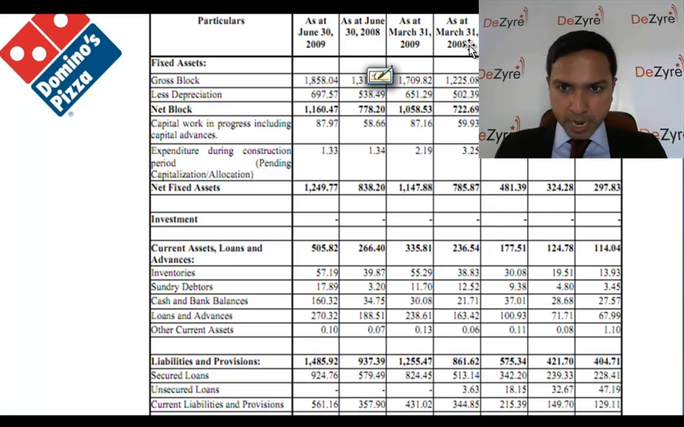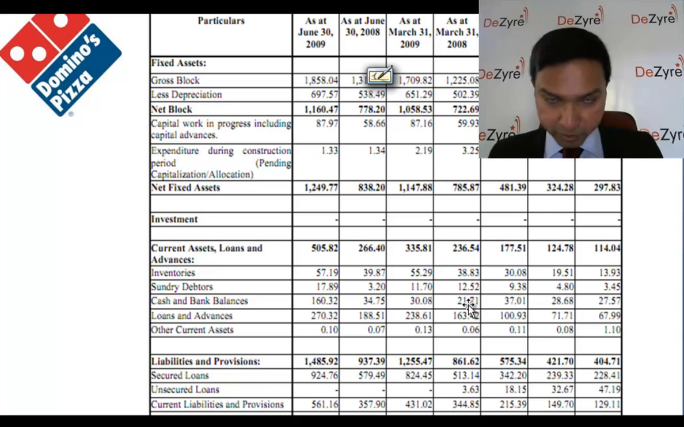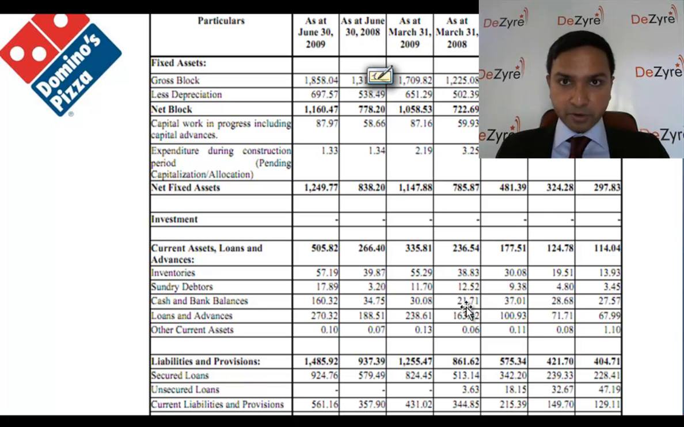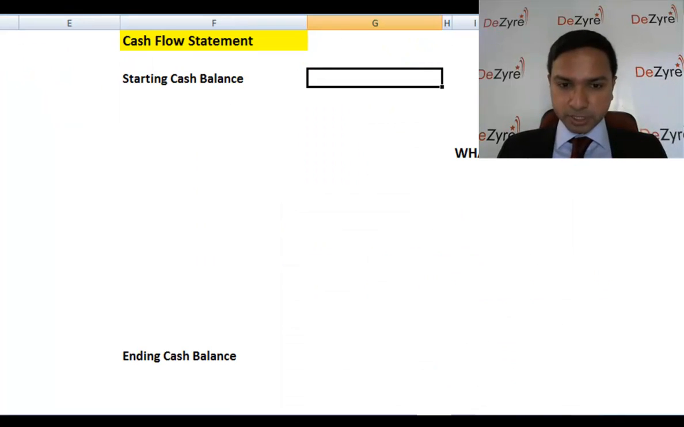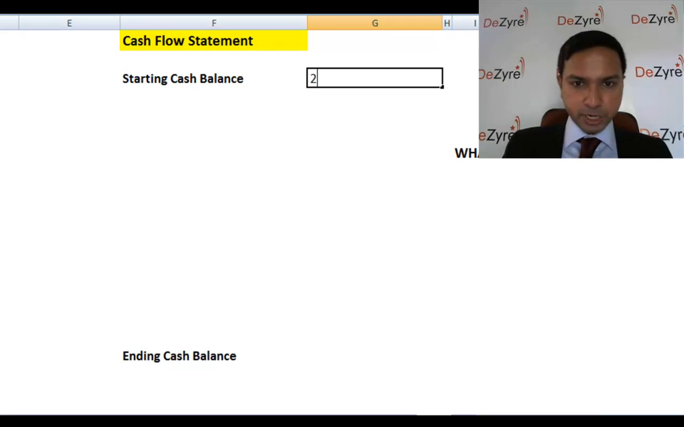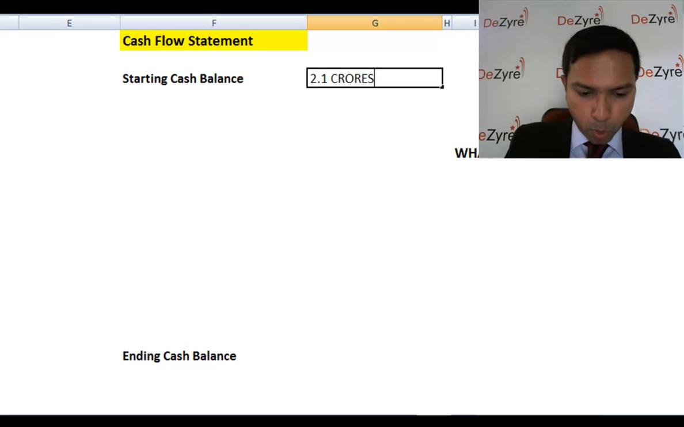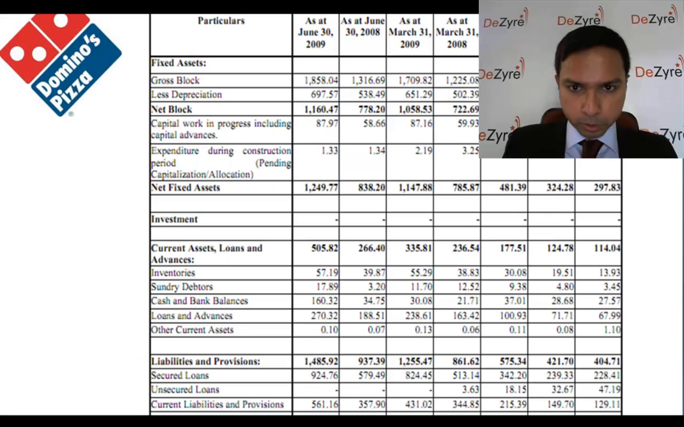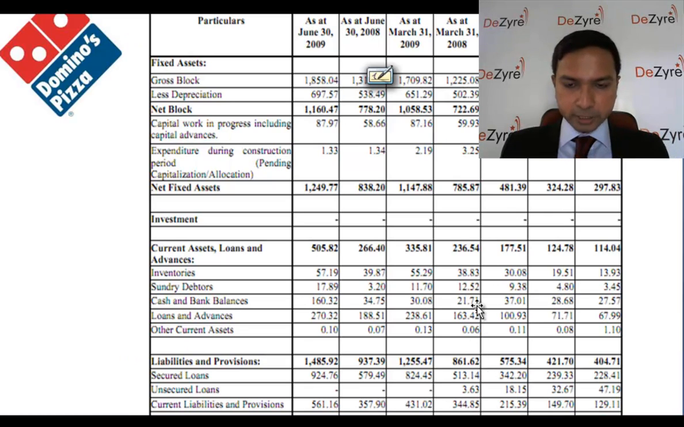So if on March 31st, at the end of this financial year, Domino's had 2.1 crores left, that means the previous year's ending balance is going to be the starting balance for the next year, right? So the starting balance is 2.1 crores in cash, and we're going to write that down. 2.1 crores in cash.